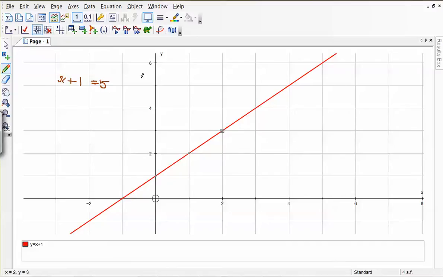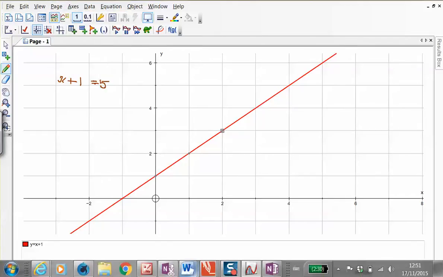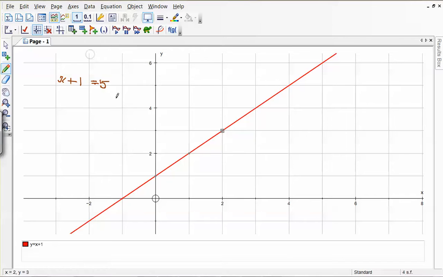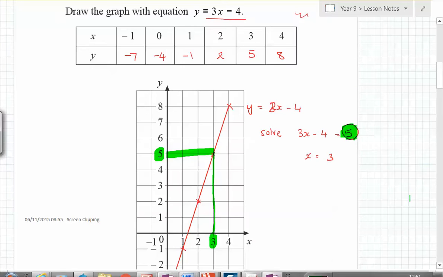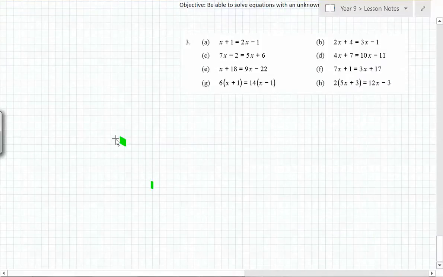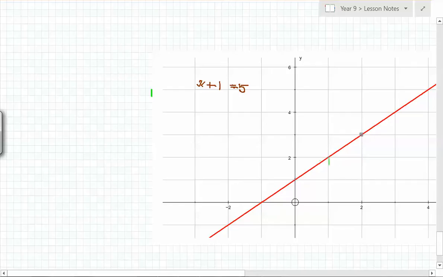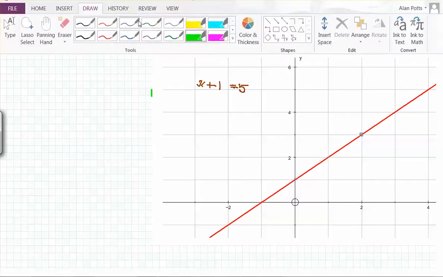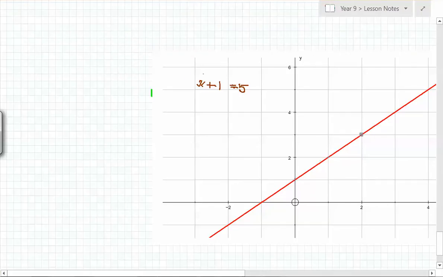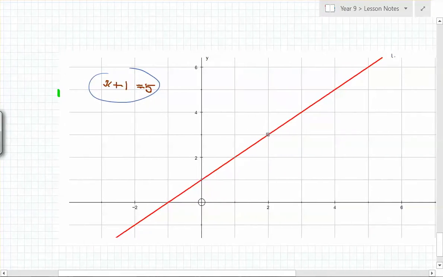So on this one, if I've got the line x plus 1 equals 5, I tell you what, maybe it's easier to do copy paste. Let me put it over here. Right, so if I say to you now, where does x plus 1 equal 5? And here's the graph of y equals x plus 1.